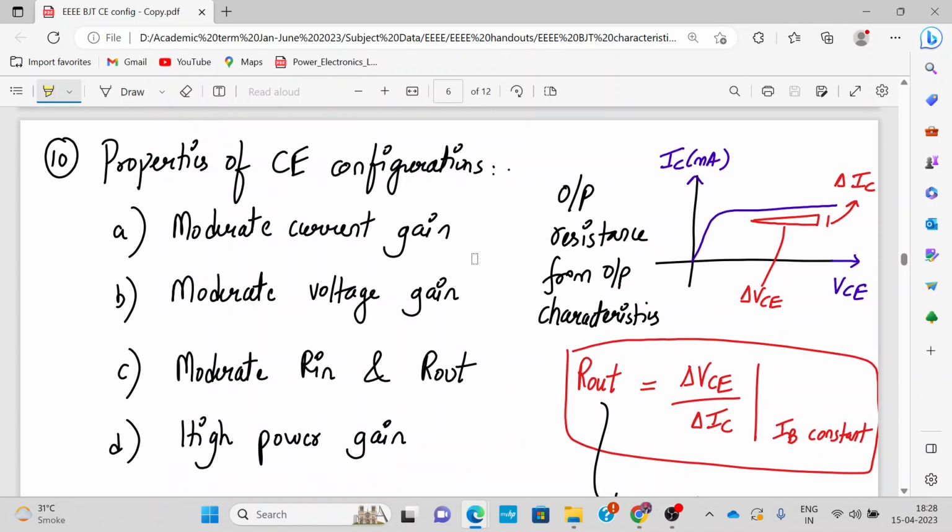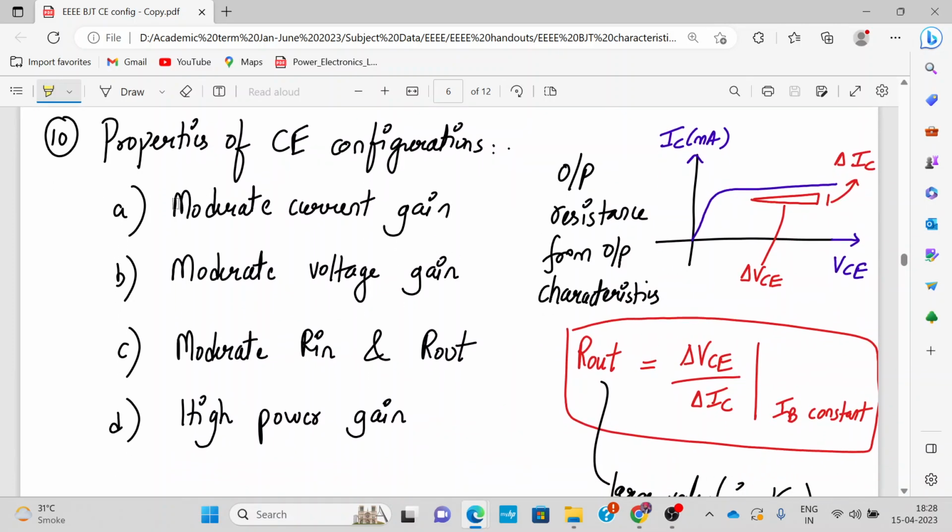Now, what are the main properties of the common emitter configuration? We get a moderate current gain, which is beta, moderate voltage gain, and moderate input impedance and output impedance. They are not very low and not very high, but we get a very high power gain. This high power gain is the reason why it is mostly used as the preferred configuration for BJT as a voltage amplifier.